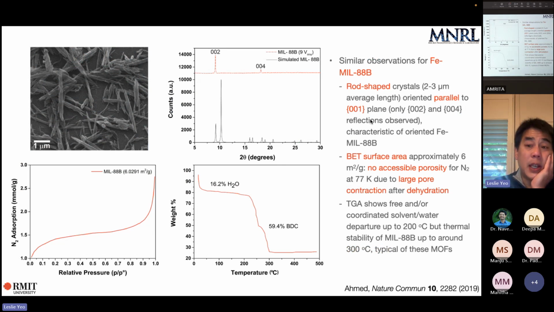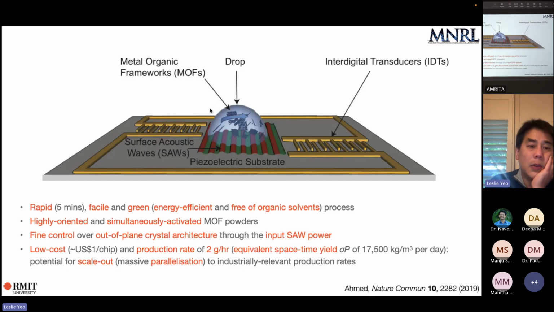It's not just H-cast. We can also do different morphs, like for example the mills or the iron-based morphs, and again we see the orientation, right? So in some ways it's facile, and well, we like to think environmentally friendly because we don't use organic solvents. We have very low energy to create highly oriented and simultaneous morphs.